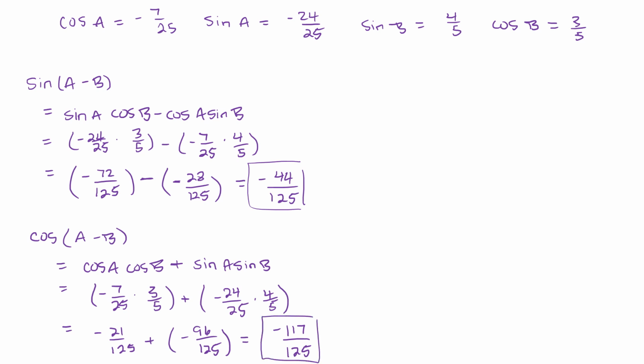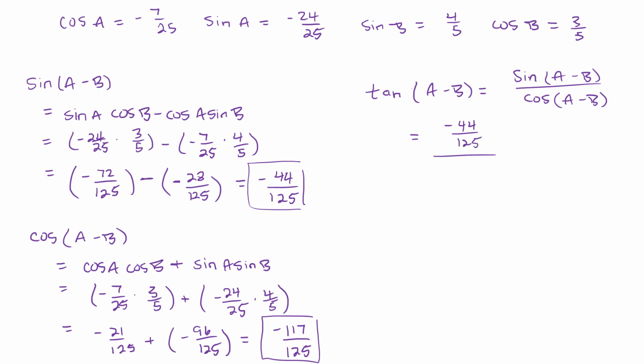Okay. All right. And so now we can find the tan of A minus B. Since we know the sine and we know the cosine, we can use the formula sine of A minus B divided by cosine of A minus B. So we'll take the sine of A minus B, which is negative 144 over 125, and we'll divide it by negative 117 over 125, which is cosine of A minus B.